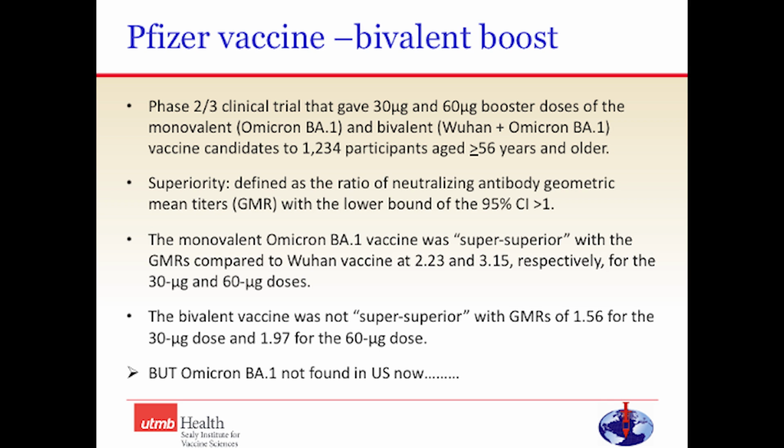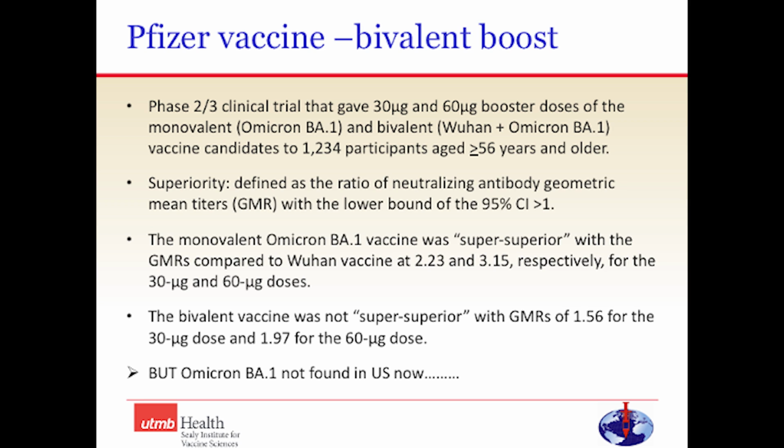And they defined this as a ratio of neutralizing antibody geometric mean titers with a confidence interval greater than 1. And they found that the BA.1 vaccine gave super superior neutralization data with these GMRs of 2.23 and 3.15 respectively. And I never knew what super superiority was before then. I'm glad they published this because I never understood how a vaccine could be superior, another one could be super superior, but now I've been educated. The bivalent vaccine, interestingly, was not super superior. It was superior with the GMRs 1.56 and 1.97, but it wasn't as good as the Wuhan one.